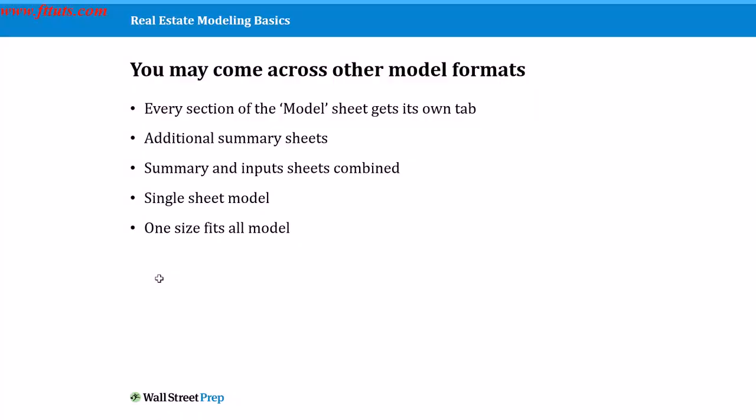Now, I mentioned this before, but you may come across other model formats. Every section of the model sheet sometimes gets its own tab. You may see some additional summary sheets where things are broken out. They just don't want to have as much on one page. You may see the summary and the inputs tab combined into one. I've even seen models where everything is done in a single sheet.